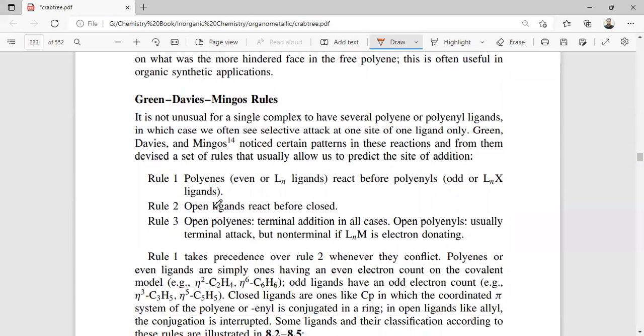From rule one, the polyenes, that is the even Ln ligands, react before the polyenyls, that is the LnX type ligands, and the open ligand reacts before the closed one. The open polyenes undergo terminal addition in all cases, and the open polyenyls usually undergo terminal attack, but non-terminal if LnM is electron donating.